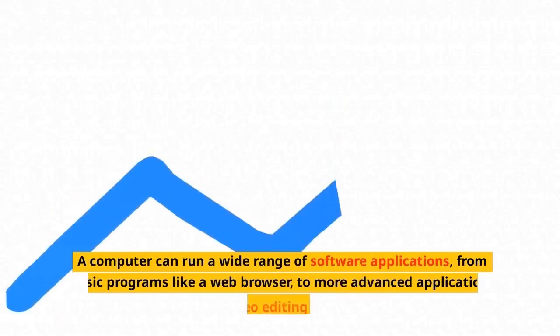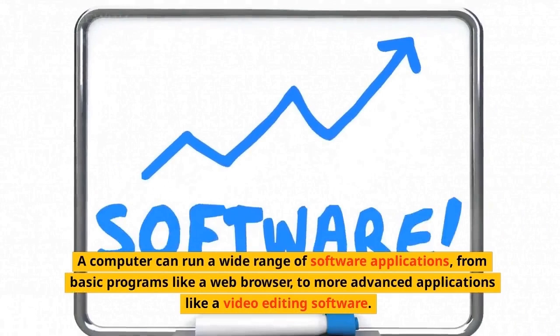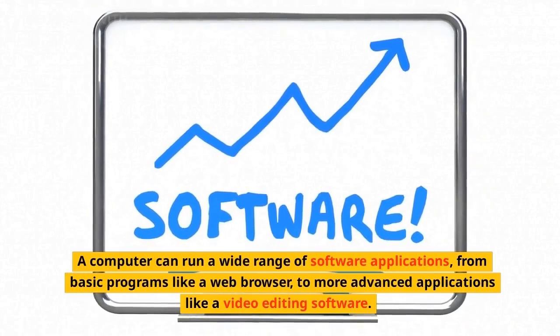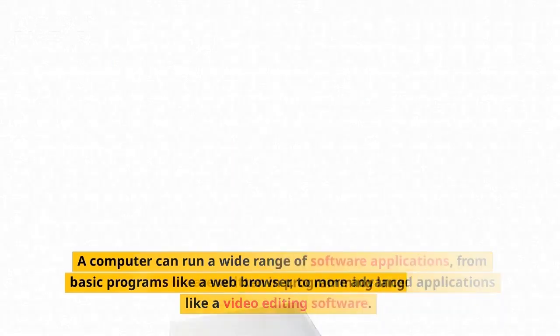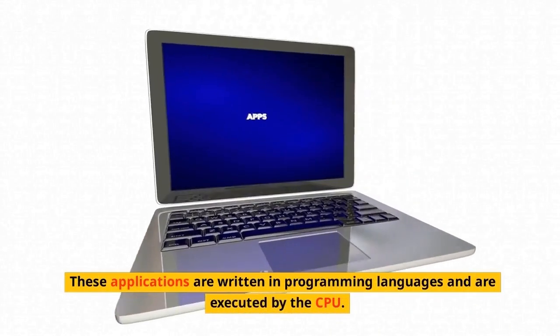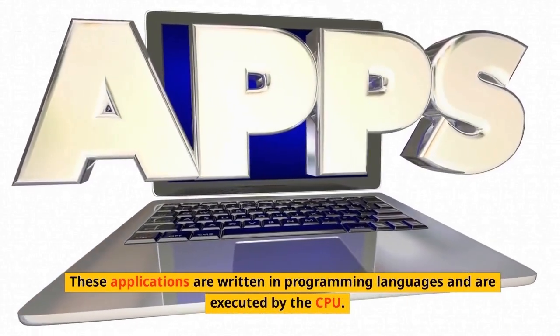A computer can run a wide range of software applications, from basic programs like a web browser, to more advanced applications like video editing software. These applications are written in programming languages and are executed by the CPU.